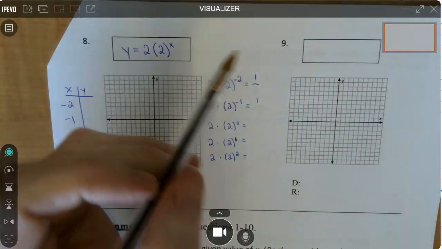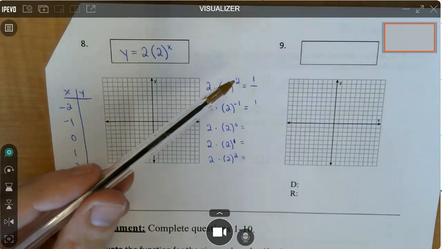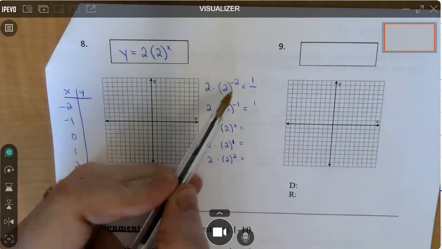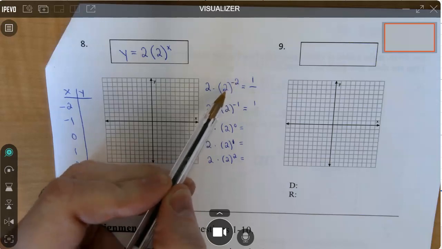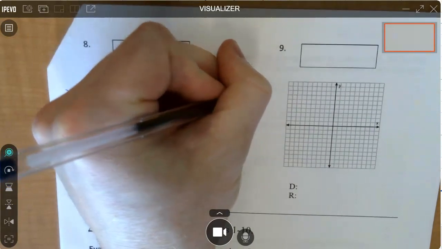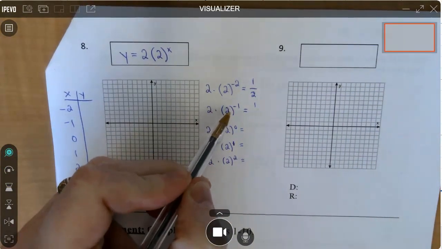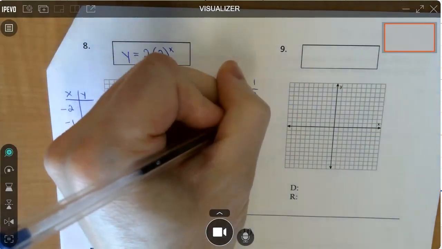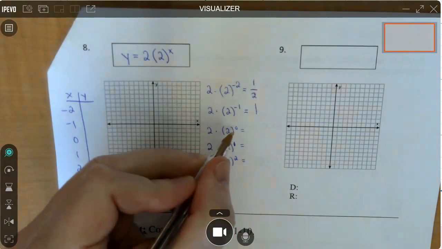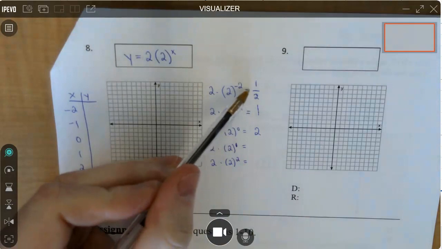Alright, so as I was saying, what we can do is use these same 5 values, and we're going to plug them in one at a time for the exponents. Well, if I do 2 to the negative second power, that equals 1 over 4. If you multiply 1 over 4 times 2, that gives you 1 over 2. And then if you do 2 to the negative 1 power, that gives you 1/2 times 2 gives you 1. And then 2 to the 0 power, anything to the 0 power is 1, times 2. That gives you 2. Do you see a pattern now?